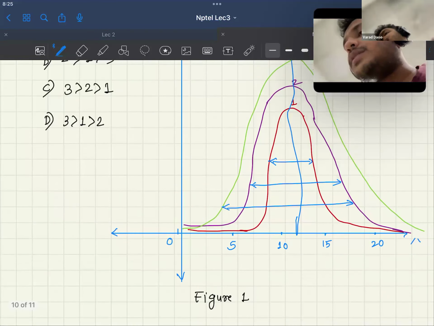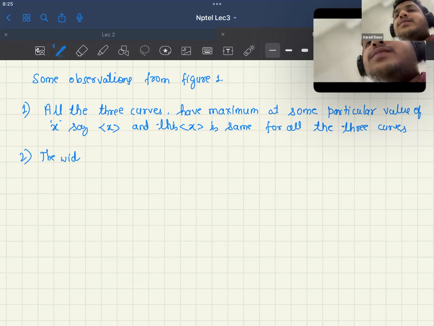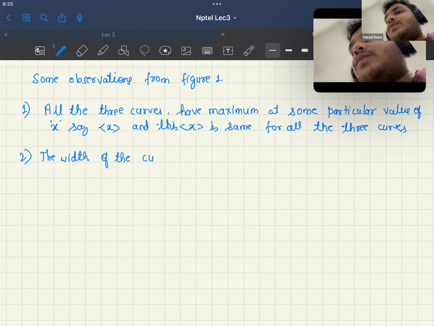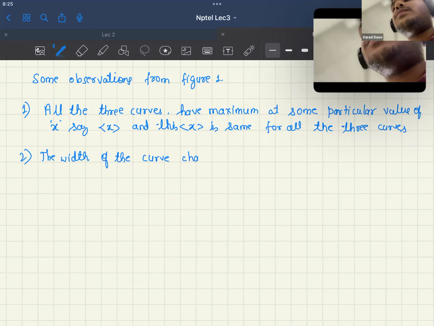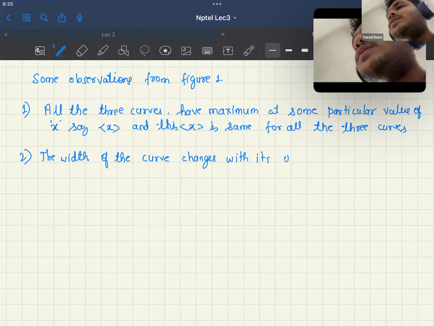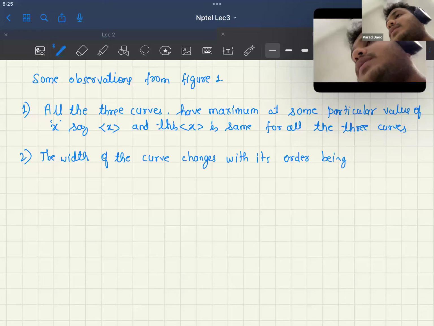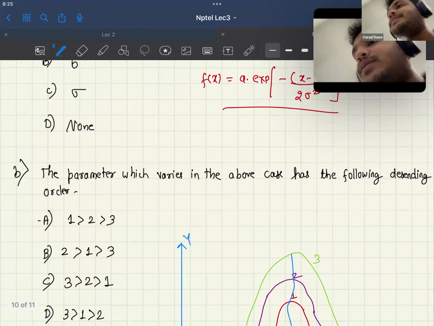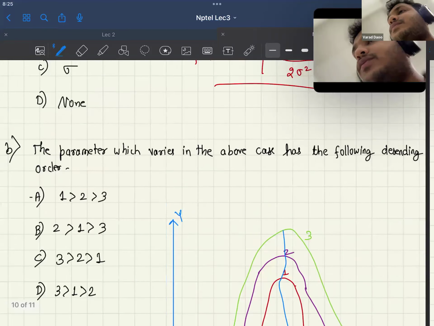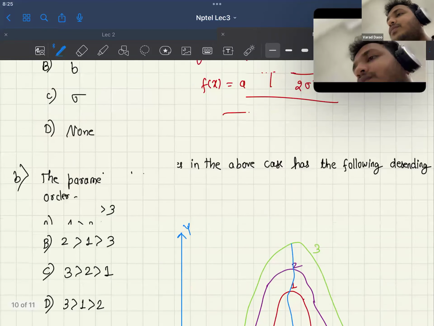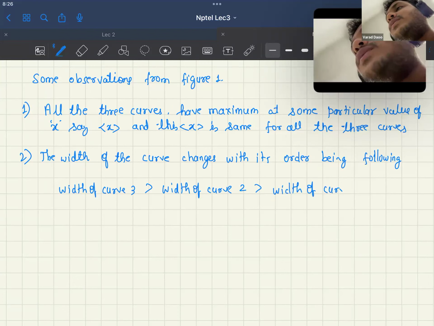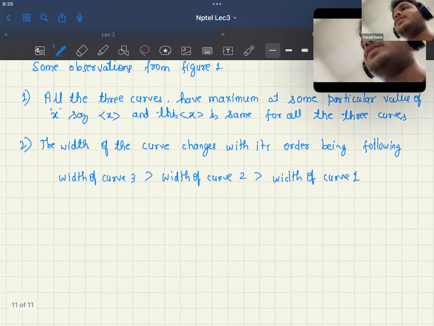The second observation is the width of the curve changes, with its order being the following: width of curve 3 is greater than width of curve 2, which is greater than width of curve 1.